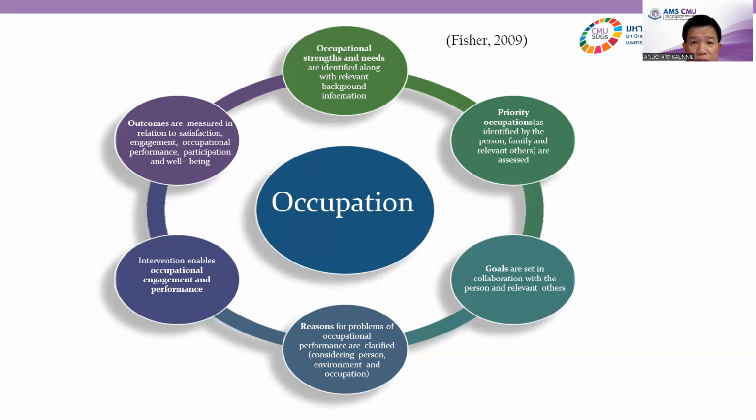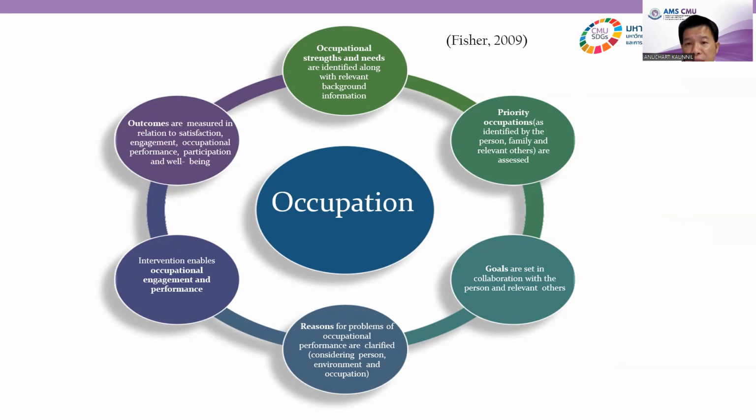Here you can see the first is occupational strengths and needs identified along with relevant background information. Some occupations our client cannot do now due to their disability or many conditions, but we record them. What they are doing now is being. What is the client's occupational performance? And in the future, what they are likely to be or can do, what can be promoted to do in occupation.